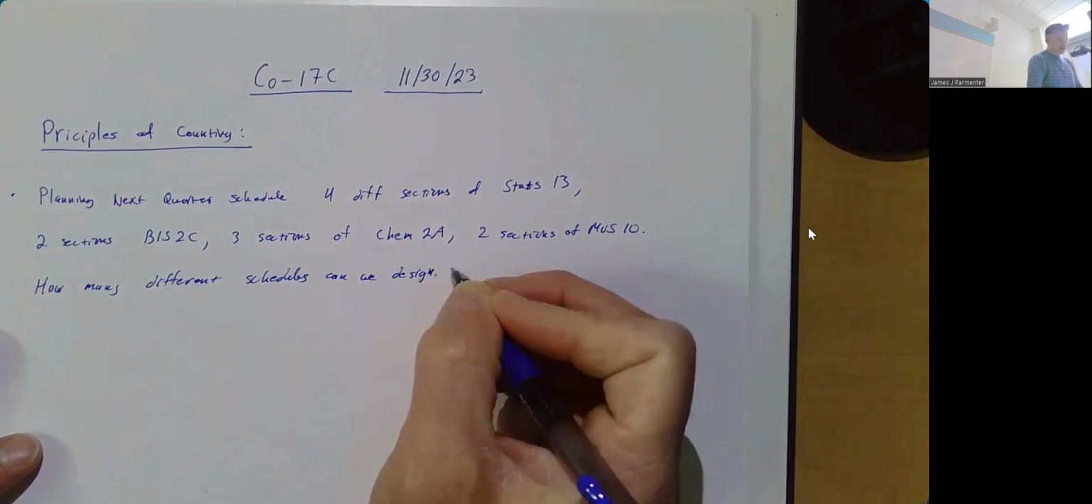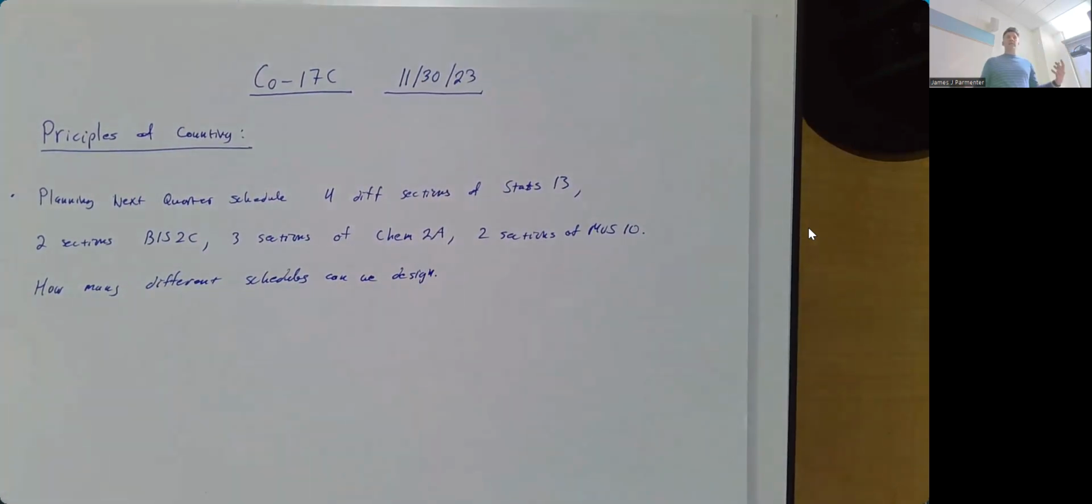We're making kind of the assumption here that each different section of stats 13 is offered at a different day or time. Like one of them's Monday, Wednesday, Friday at 10. One of them's Monday, Wednesday, Friday at 2. Maybe one of them's Tuesday, Thursday from 3 to 4:30, whatever. They're all different times. So choosing each different section would result in a different schedule. So let's think about what we've got here.